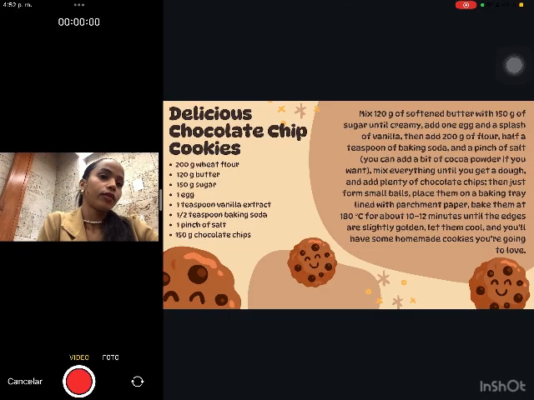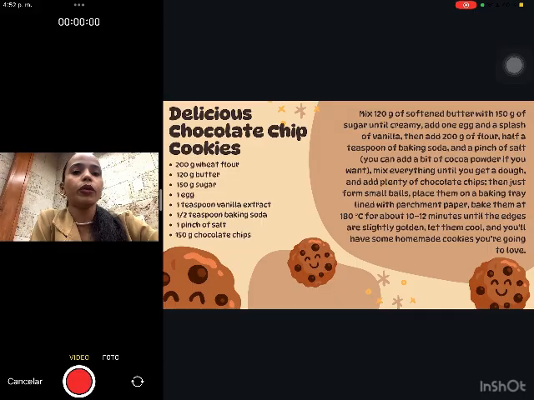The process: Mix 120 g of softened butter with 160 g of sugar until creamy. Add 1 egg and a splash of vanilla. Then add 200 g of flour, half a teaspoon of baking soda, and a pinch of salt. You can add a little bit of cocoa powder if you want. Mix everything until you get a dough, and add plenty of chocolate chips.